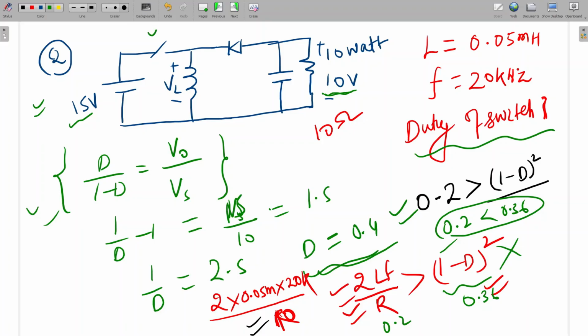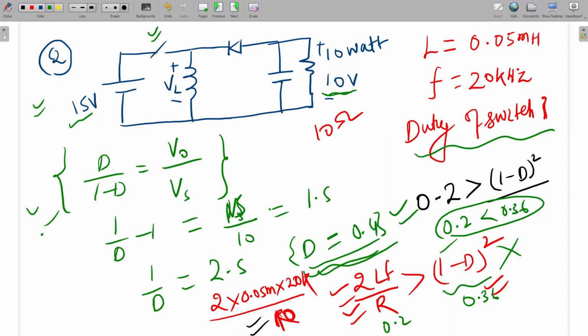What will be the actual duty of this switch? Actual duty is not 0.4. See, if an objective question is given and one of the options is 0.4 and we directly click that 0.4, that will be the wrong answer. So first we have to go through this. If nothing is given in the question and it is a 2 marks question, then we have to check first whether this converter is working in continuous or discontinuous. So how can we solve this question?